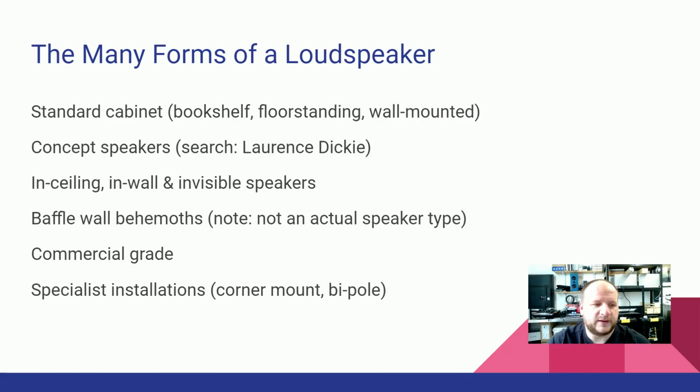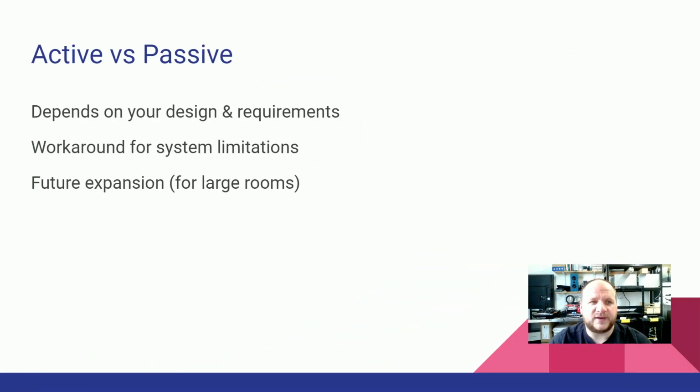And then of course there are specialist installation speakers. Now these are ones that tuck away into corners, be it just a two-sided corner, so one that sits in the corner like that, or even a three-sided corner, as in corners of a room. And bipole speakers, which are used for extending audio channels along the length of the room. The many shapes and sizes of speakers aside, of course there are active and passive speakers. Now normally home cinema systems use passive speakers because they are driven by amplification systems or AV receivers.